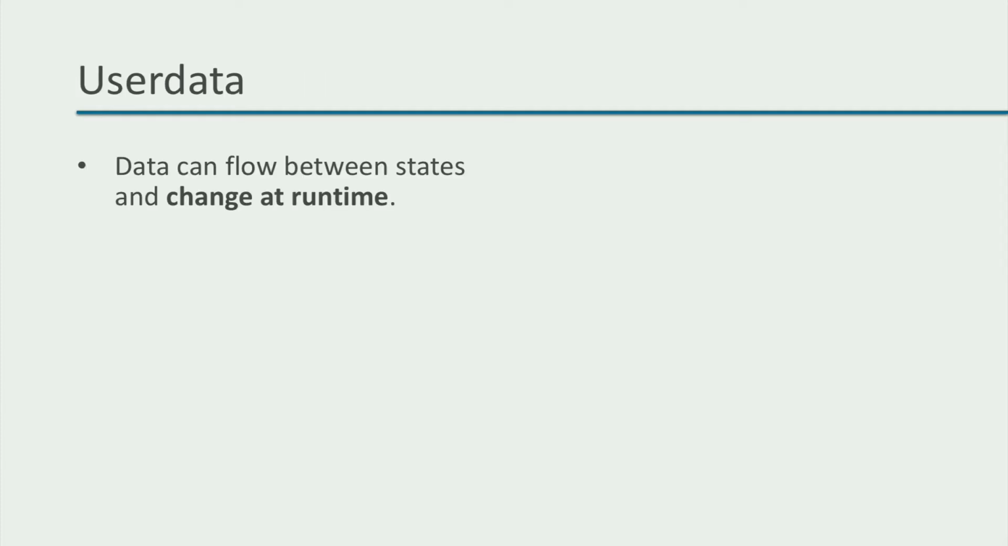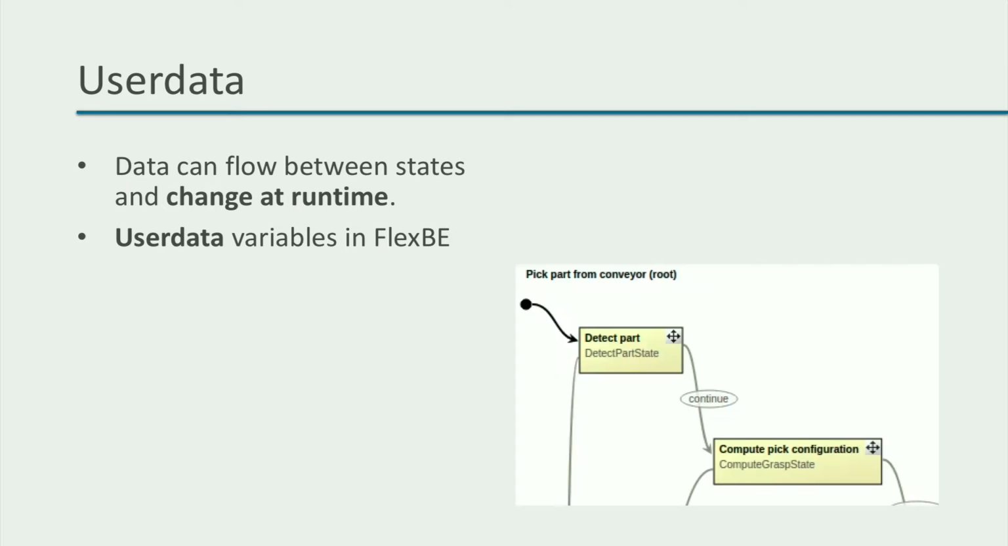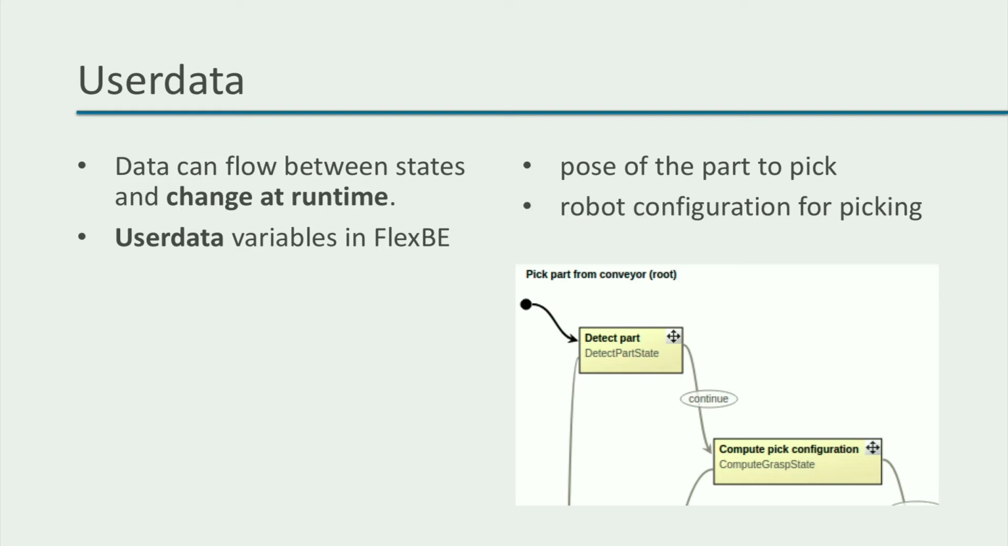Now, let's consider information that can change during the execution of our behavior, being passed between states. This is called user data in FlexV. For example, in our behavior, the detect part state obtains the pose of the part to pick, which is used by the compute pick state to obtain the joint configuration the robot needs to move to pick the part. So we have two variables whose values are produced at runtime by states and used by other states. This is the pose of the part and the joint configuration where to move the robot to pick the part.